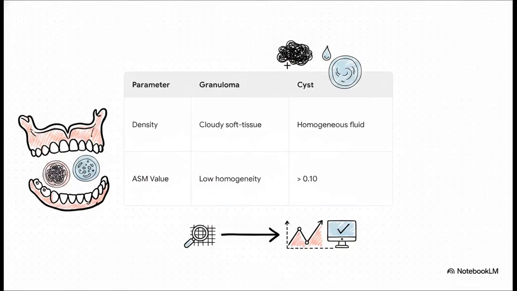And the distinctions are just undeniable when you look at the CBCT parameters. A granuloma shows a cloudy soft tissue density with high pixel variance, because it's a messy web of cells and vessels. A cyst shows up as a perfectly homogeneous low-density cavity. Check out the angular second moment, or ASM, which measures local homogeneity. If that ASM value is greater than 0.10, you are looking at a radicular cyst with literally 100% sensitivity. The algorithm is basically reading the fluid dynamics.